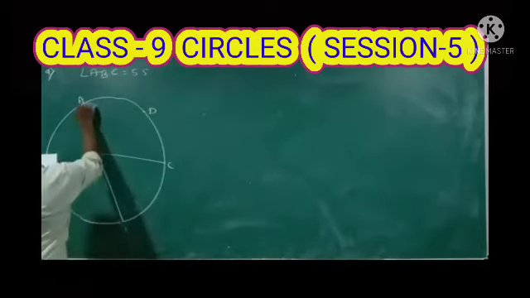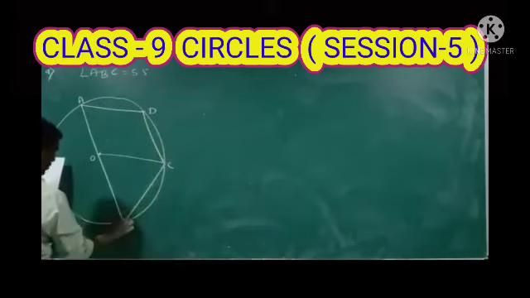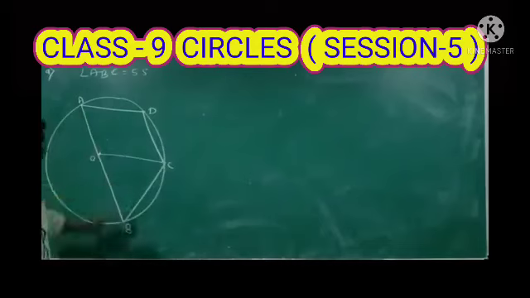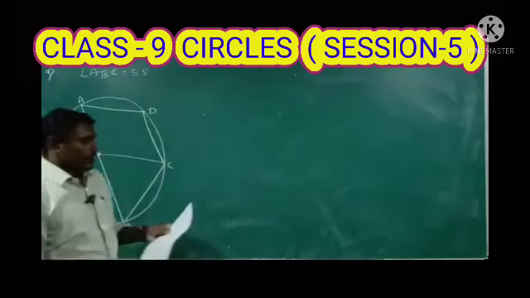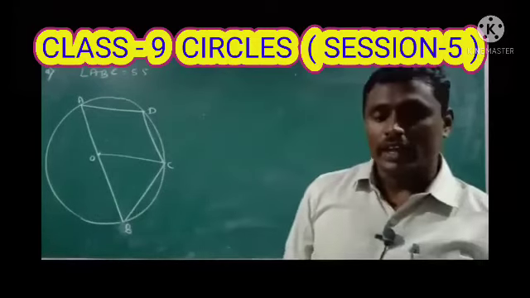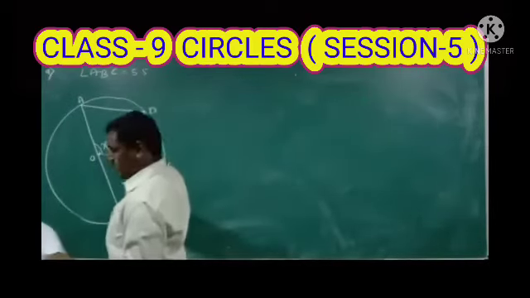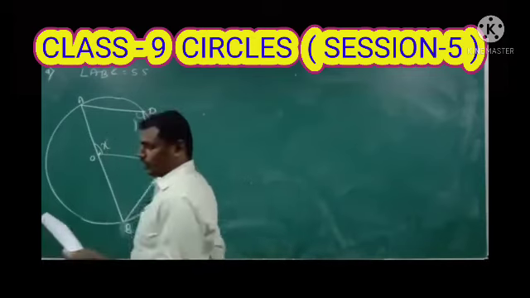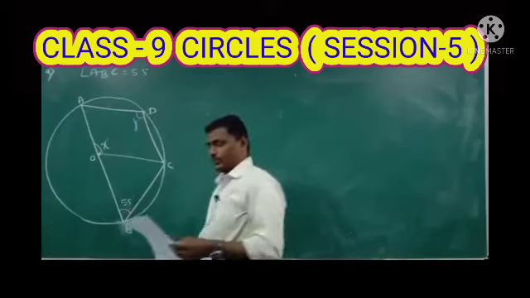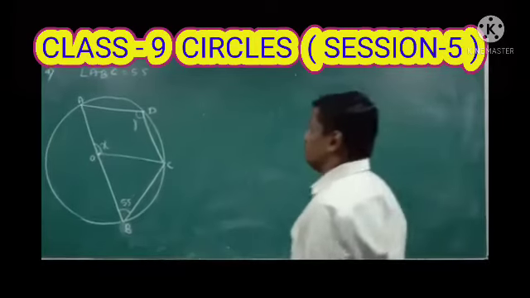Now join these points, and you will get one cyclic quadrilateral, that is ABCD. Here ABCD, O is the center of the circle, and angle ABC is equal to 55 degrees. Find the values of x and y. So this angle is 55. You need to find the values of x and y.